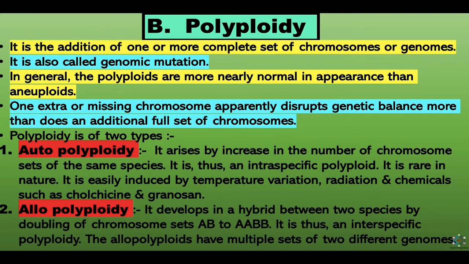Now the second type of polyploidy is allopolyploidy. It develops in a hybrid between two species by doubling of chromosome sets, that is AB to AABB. It is thus an interspecific polyploidy. The allopolyploids have multiple sets of two different genomes.